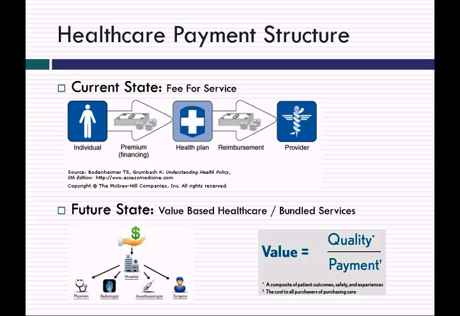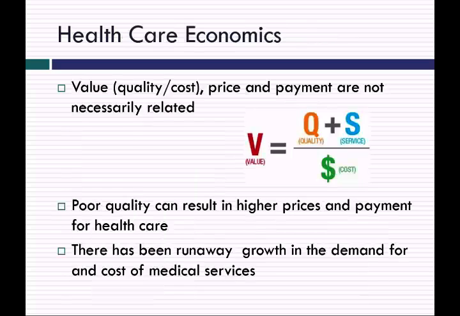Here's the current healthcare payment structure. An individual needs healthcare services. They have some sort of assistance with that through their health plan. They receive the service, and the health plan reimburses the provider for the service. That's really our current state of healthcare payment, and that's known as fee for service. You receive a service, somebody pays for that individual service.